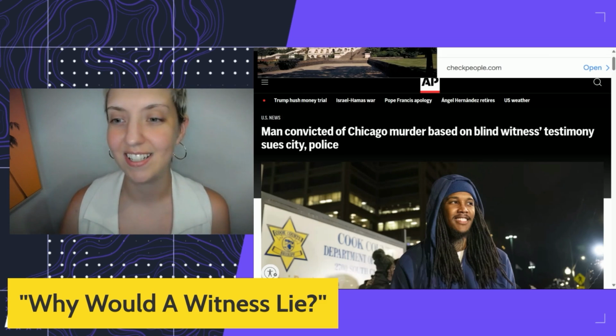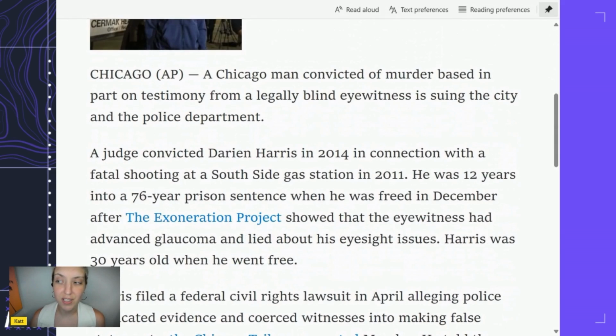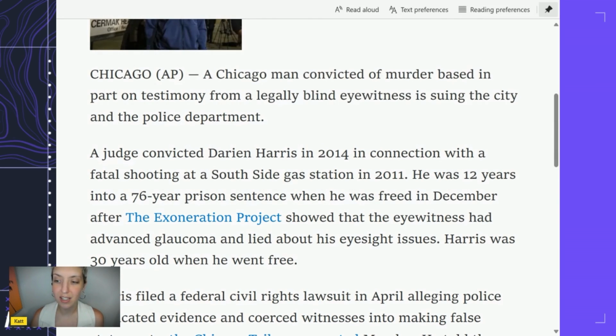Mr. Harris. So I'm going to put this into reader mode so it's easier to read. But we have: man convicted of Chicago murder based on blind witness's testimony sues city and police. A Chicago man convicted of murder based in part on testimony from a legally blind eyewitness is suing the city and the police department. A judge convicted Darien Harris in 2014 in connection with a fatal shooting at a Southside gas station in 2011. He was 12 years into a 76-year prison sentence when he was freed in December.